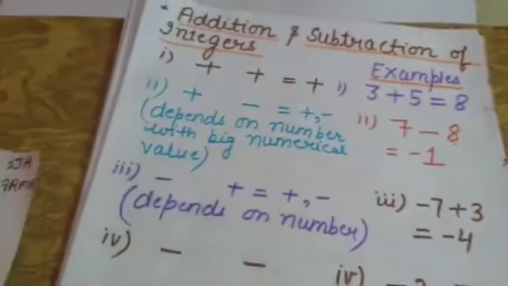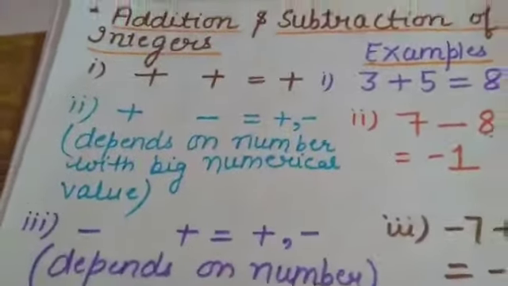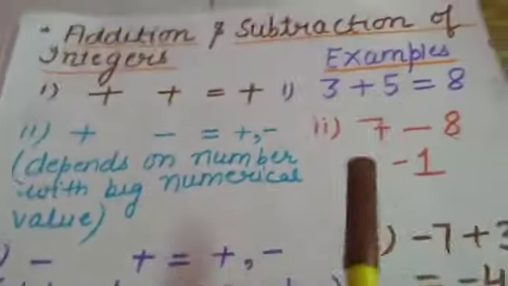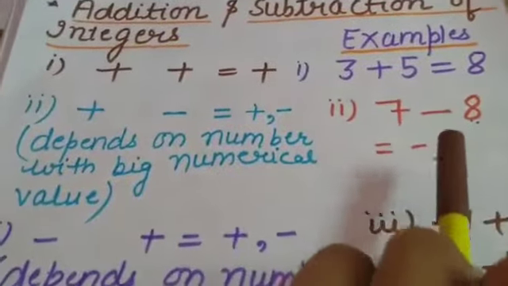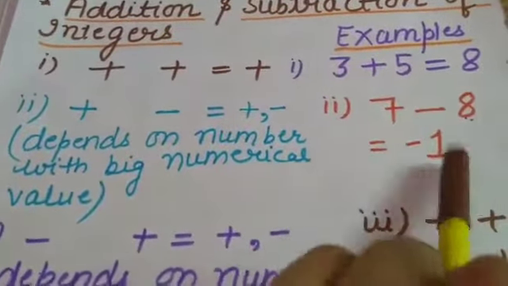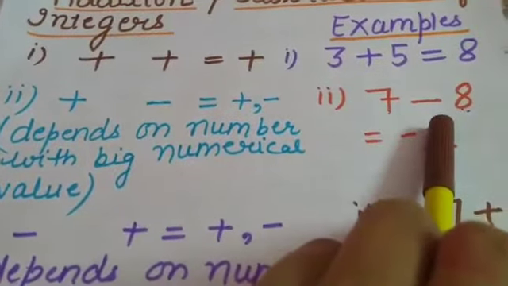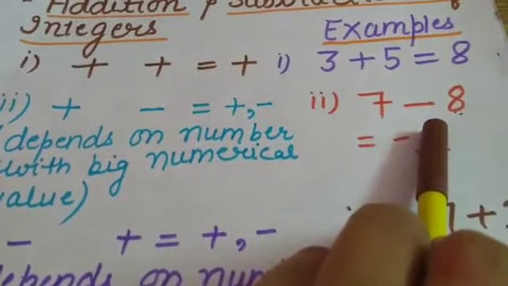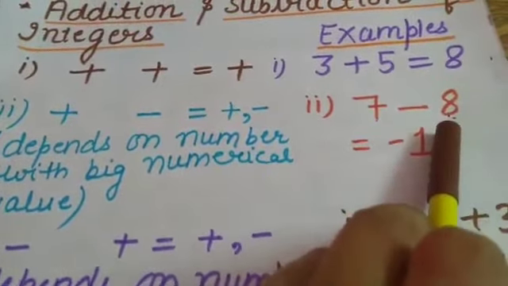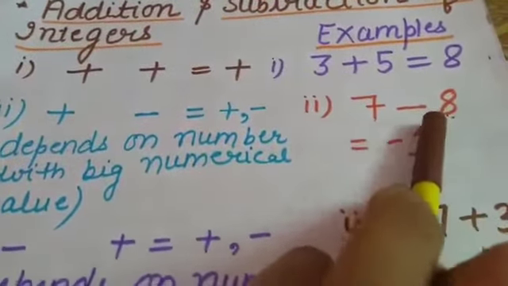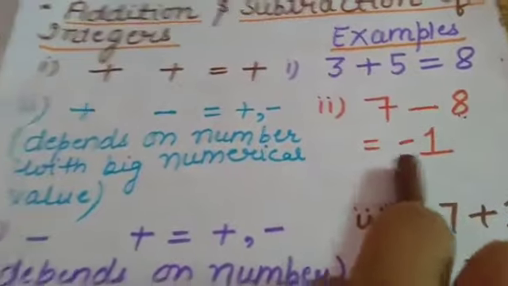And for the sign, we take the sign of the number having the higher numerical value. Among these two numbers, 8 is greater than 7 and 8 is with a negative sign. So you have to put the sign of that number which is larger among them. So 8 is the larger among these two, and 8 is with negative. So you have to write a negative sign.